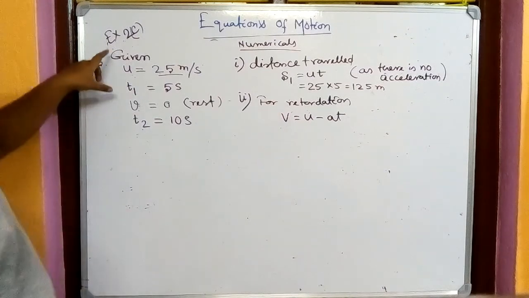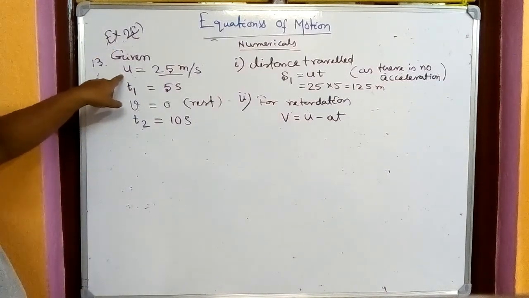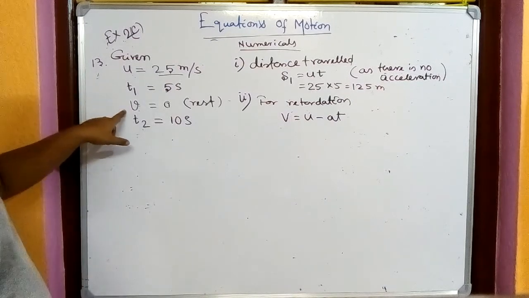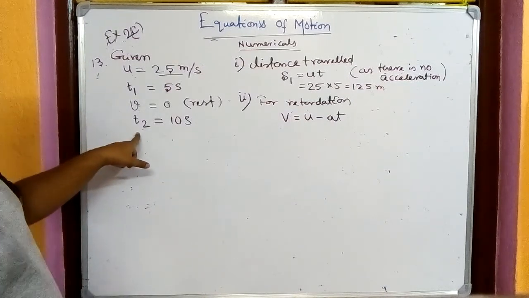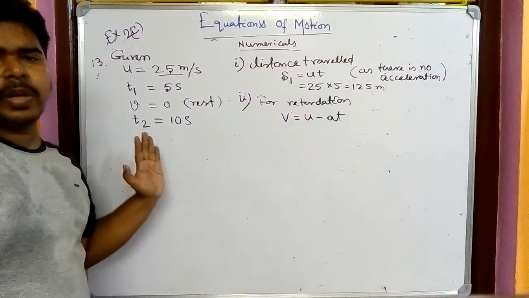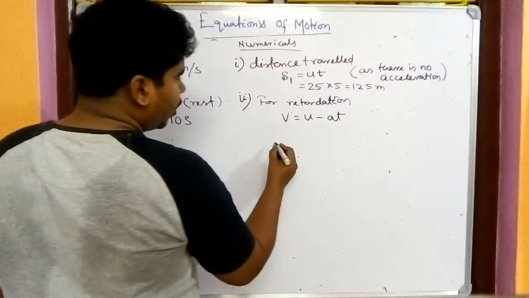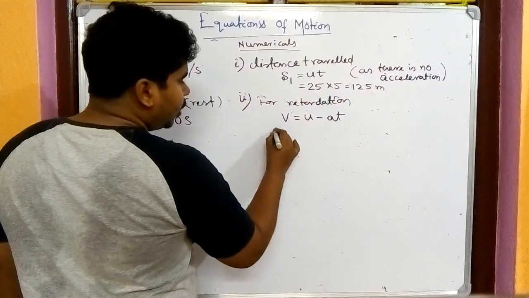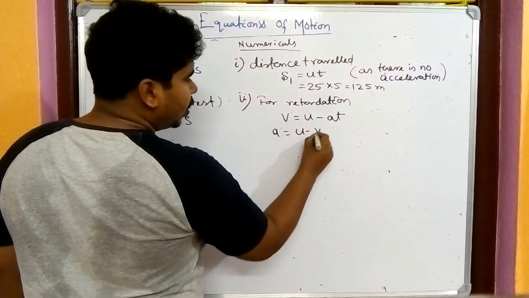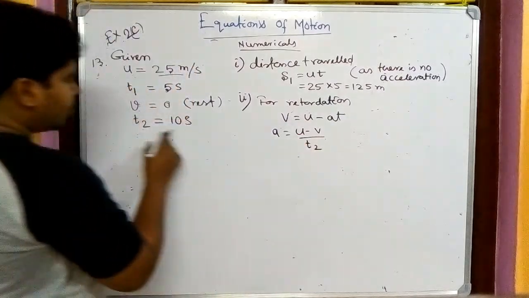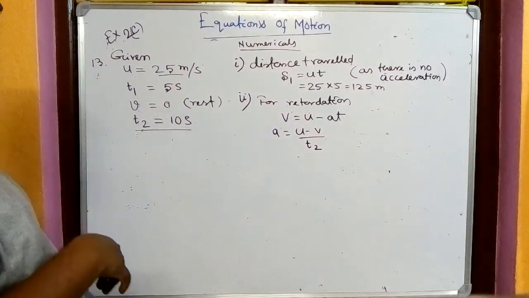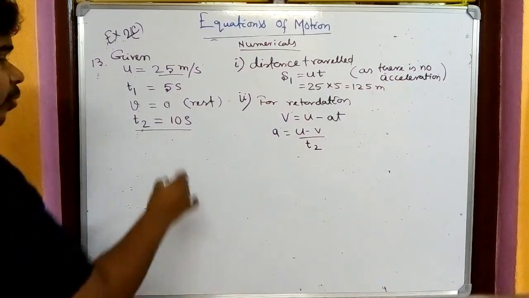So we have to go by the given chart. U is given to us, V is given to us, time is also given. No displacement or distance is given, so we cannot go for the other equations we know. We will just go for this equation because the rest of the things are given. So from here we can write a equals (u minus v) by t2, because the time taken after the brake is 10 seconds.